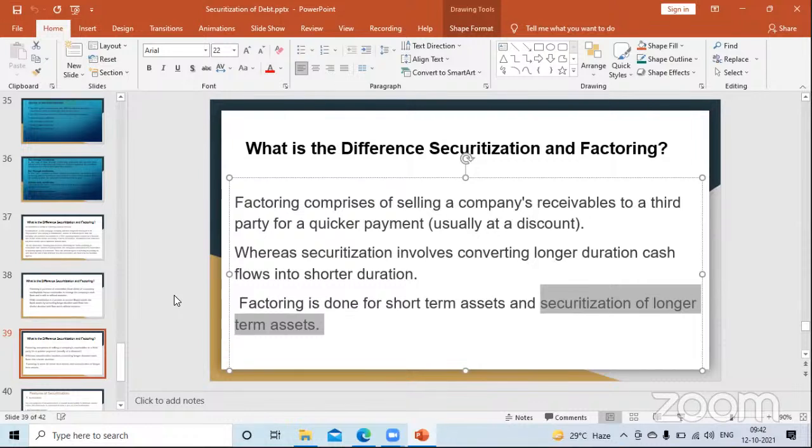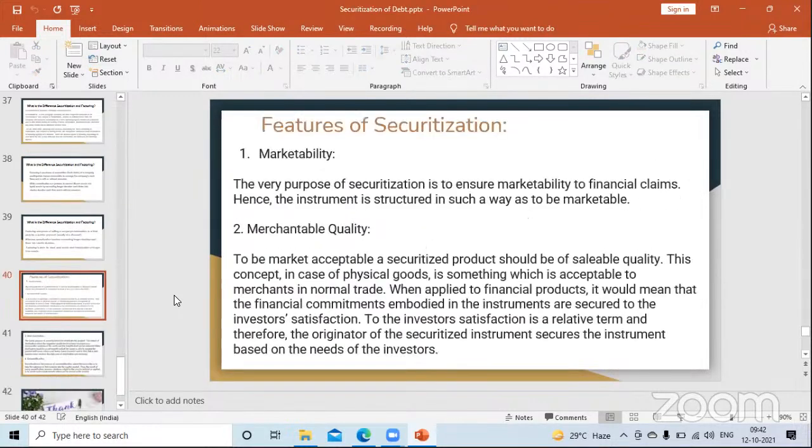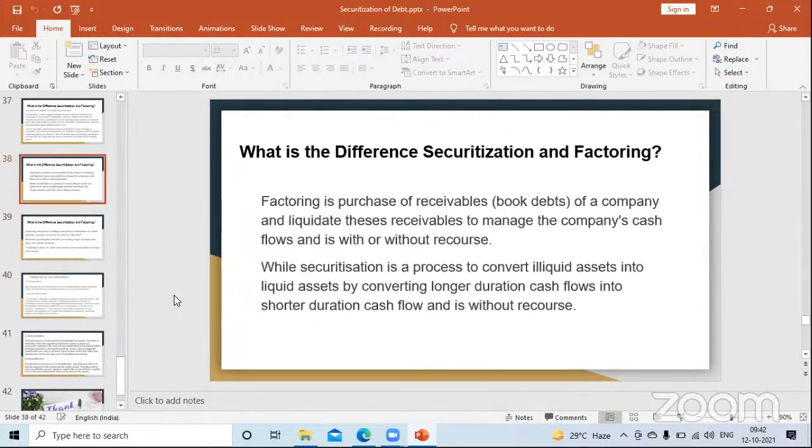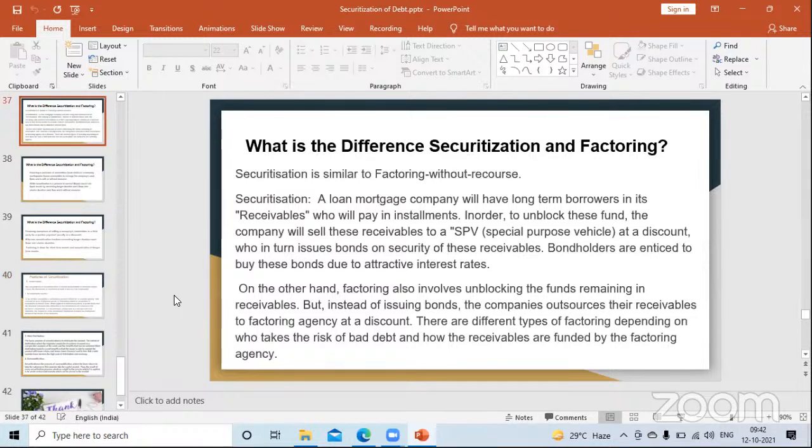Are you getting my point now? Did you understand all the differences between securitization and factoring? Students, at least say yes or no. Did you understand? Ma'am, you're not audible. You can write it in the chat box anyway. Did you understand? Any doubts?